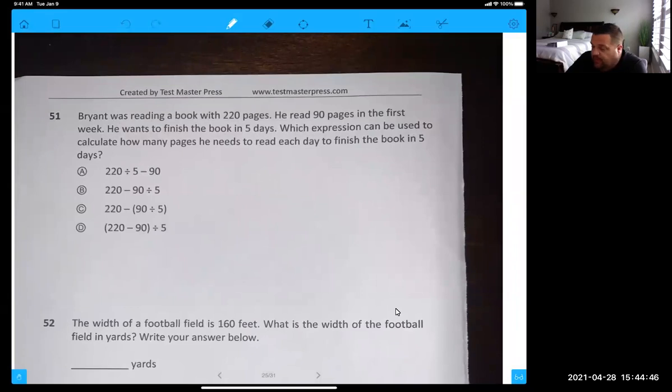Okay, so Bryant was reading a book. It has 220 pages. He reads 90 of them in the first day, so 90 of them get taken away. He wants to finish the book in 5 days. How many pages does he need to read to finish the book?